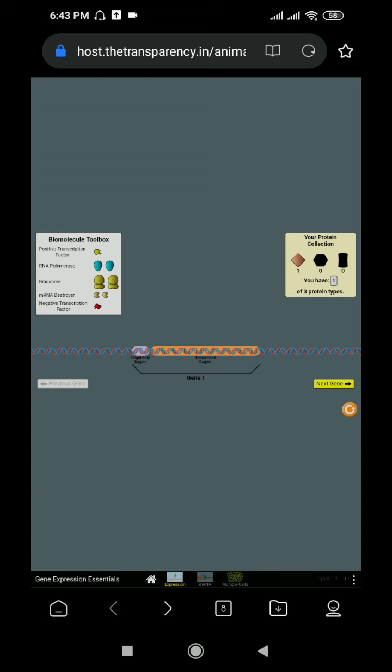Ribosomes are required for the translation of mRNA to proteins. mRNA destroyers are required to digest the mRNA formed in the cytoplasm. Negative transcription factor helps to stop the transcription process. The process occurs in a few stages.